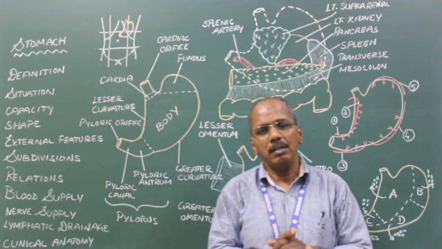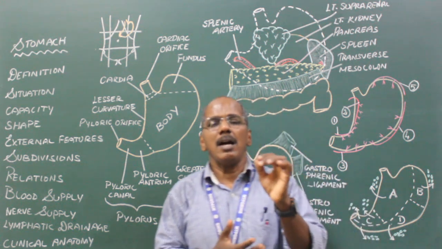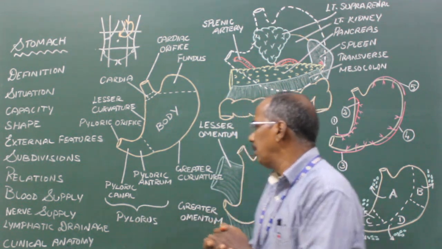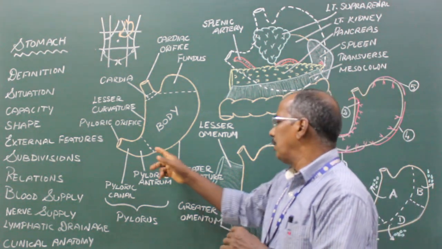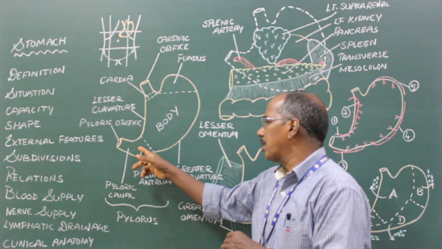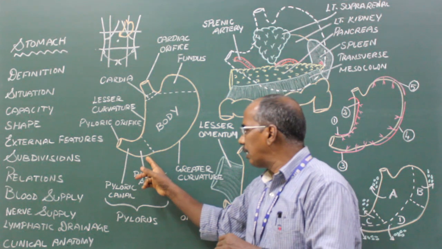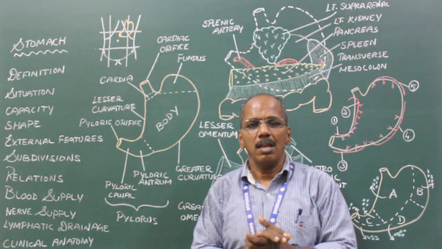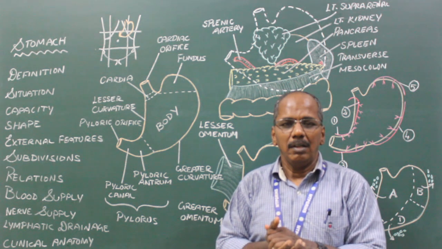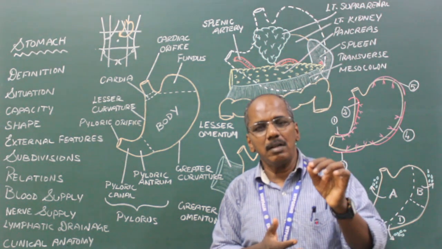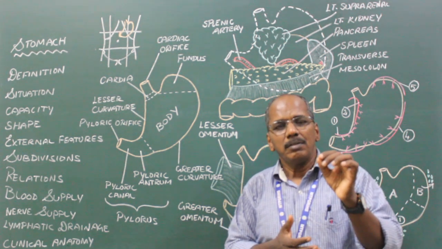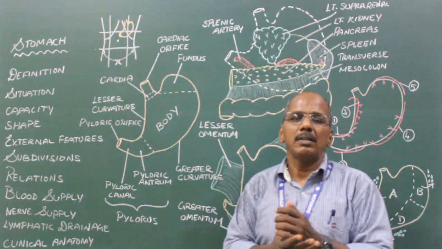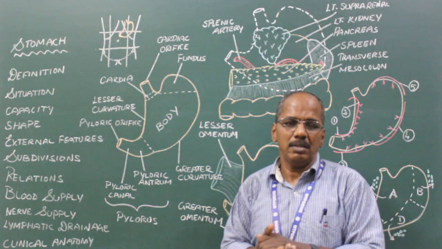Clinical anatomy. Gastric carcinoma. It is commonly found in the pyloric antrum along the greater curvature of the stomach. Vagotomy. It is a surgical procedure for cutting the vagal nerve to cure the chronic ulcer.